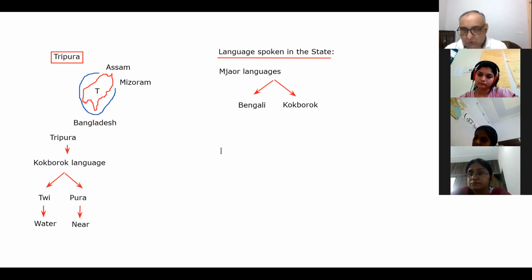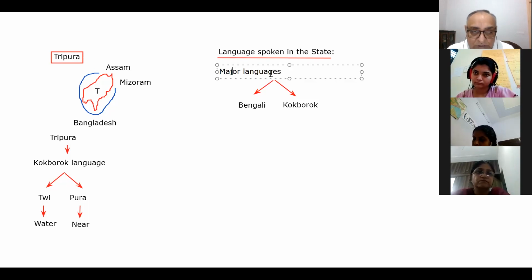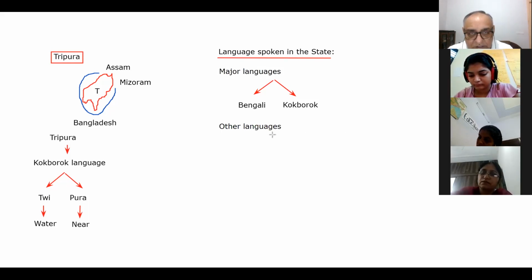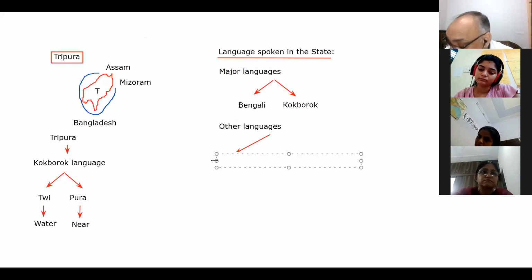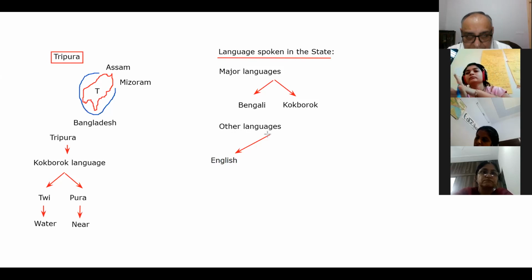And there are other languages spoken in the state. Other than the major languages, English is one of the official languages. English and Bengali are the two official languages of the state. So English is there.